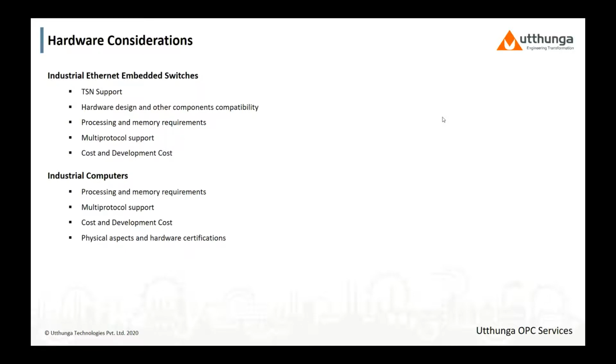And then there are some Ethernet embedded switches which you can consider for your hardware component. Again, you need to check whether multiple protocols are supported, and whether it has TSN support, because moving forward, TSN and OPC PubSub are becoming very popular at lower level devices. You also need to look at whether this particular Ethernet switch is compatible with the rest of the components that you are picking for your hardware design, and so on.